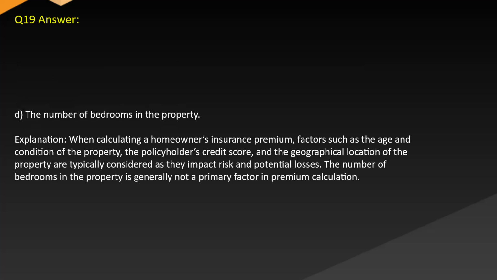Answer: D. The number of bedrooms in the property. Explanation: when calculating a homeowner's insurance premium, factors such as the age and condition of the property, the policyholder's credit score, and the geographical location of the property are typically considered as they impact risk and potential losses. The number of bedrooms in the property is generally not a primary factor in premium calculation.